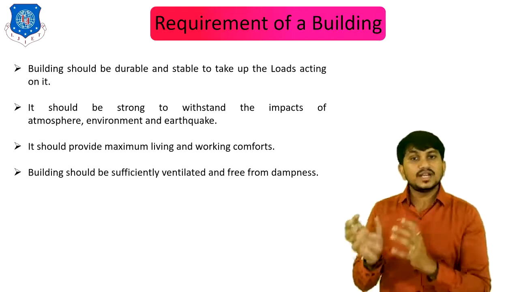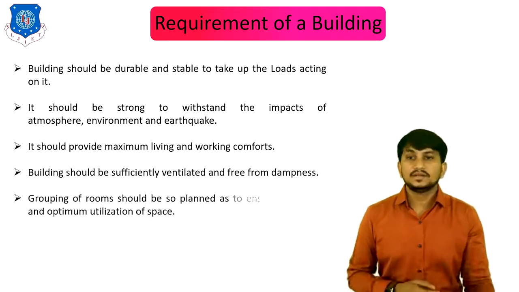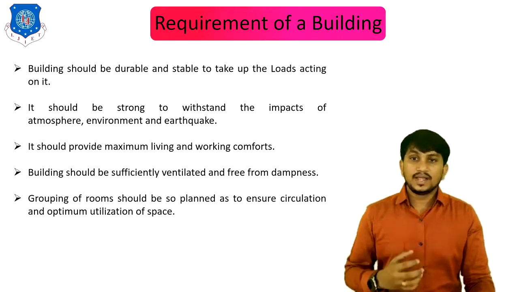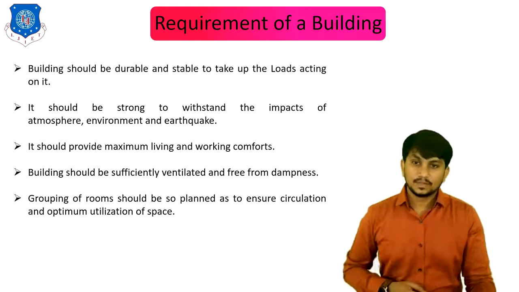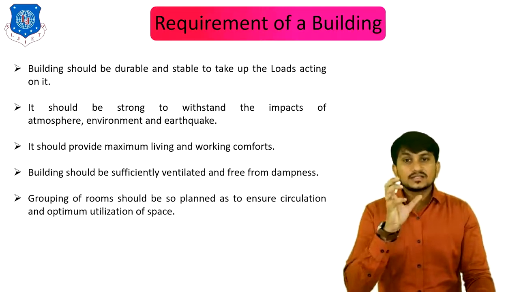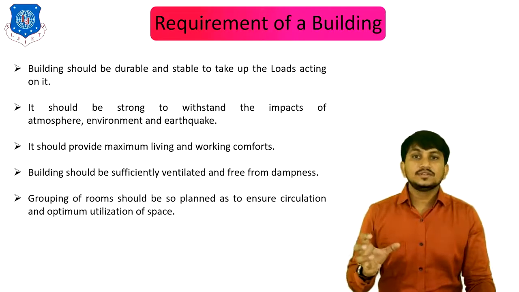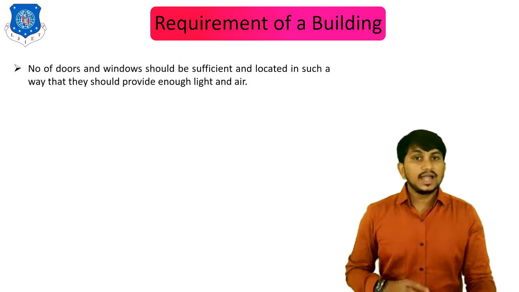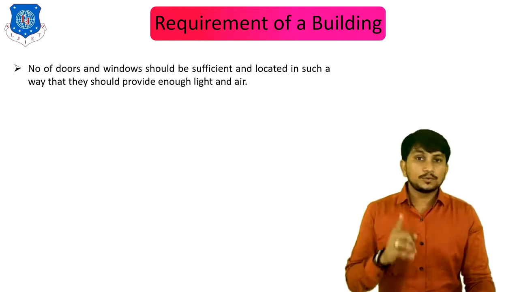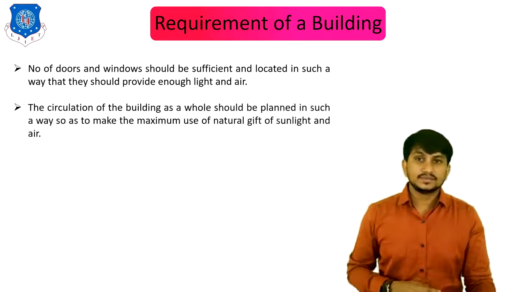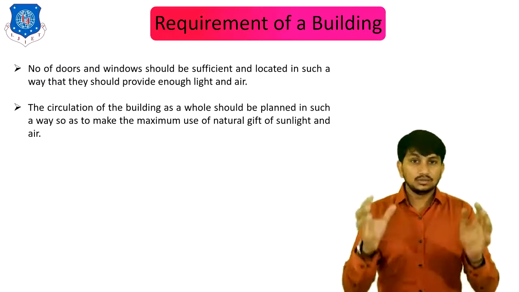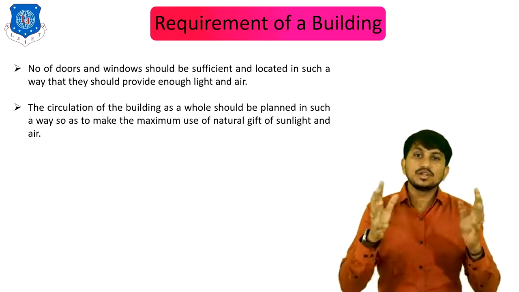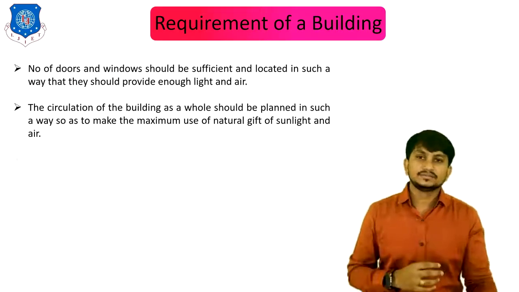The building should be sufficiently ventilated and free from dampness. Grouping of rooms should be planned so as to ensure circulation and optimum utilization of spaces, so grouping should be such that circulation space and usable space are there. The number of doors and windows should be sufficient and located in such a way that they provide enough light and air. The circulation of the building as a whole should be planned so as to make maximum use of the natural gift of sunlight and air.